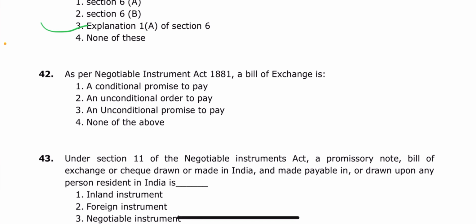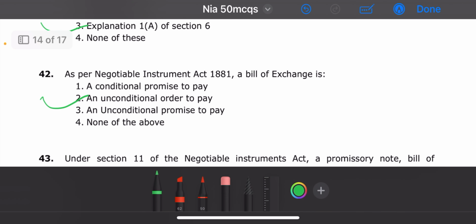Next question, as per Negotiable Instruments Act 1881, a bill of exchange is, the options are first, a conditional promise to pay, second, an unconditional order to pay, third, an unconditional promise to pay, or fourth, none of the above. The correct answer is second, an unconditional order to pay.